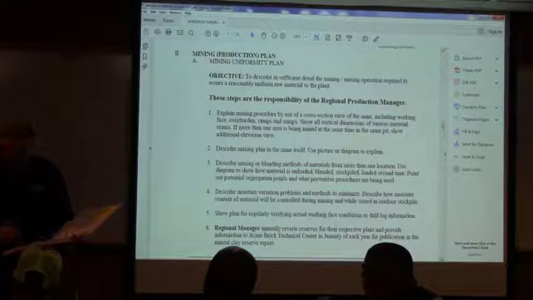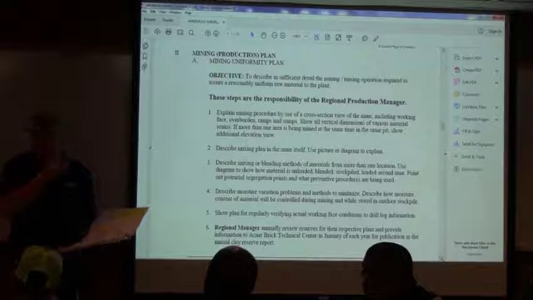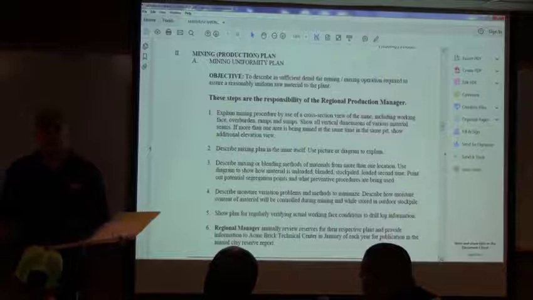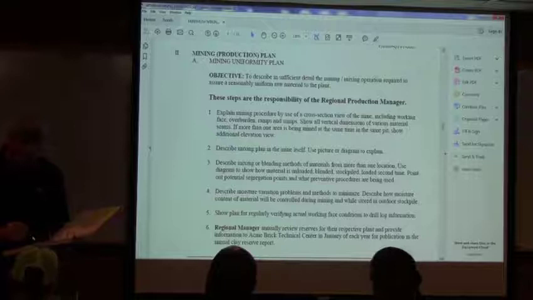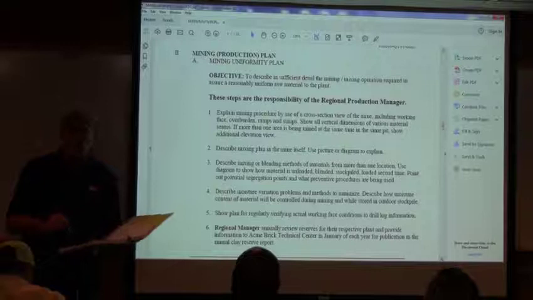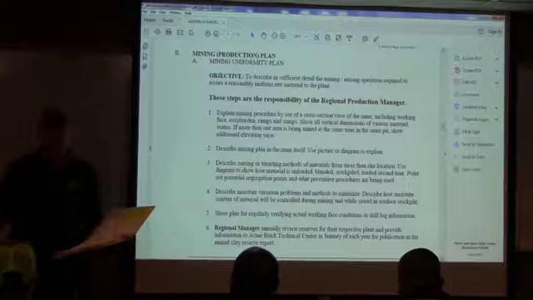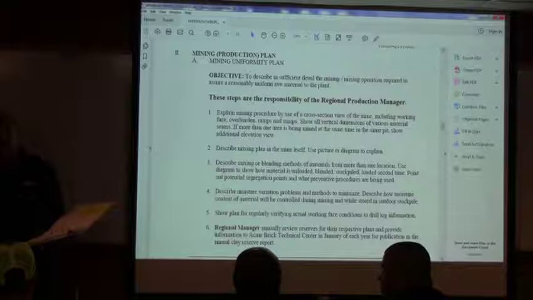Well, that's the thing. It's not just the material that's going to dictate your equipment. It's going to be, what are your conditions, right? So, there you go. Where did I leave off? All right, let's go to four. Describe moisture variation problems and methods to minimize. What are we talking about here? We're talking about bank moisture, right? Not what's coming down. But on the bank moisture, what's the bank moisture coming out of the buff pit right now? I'm picking on you today.